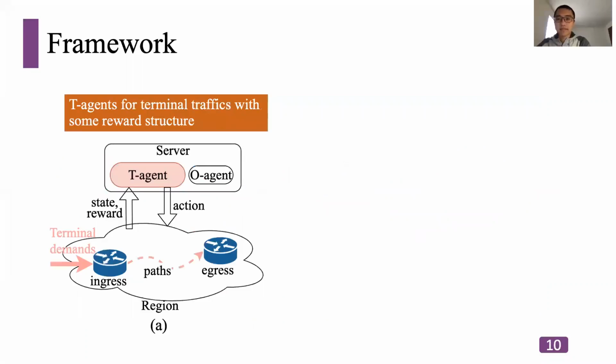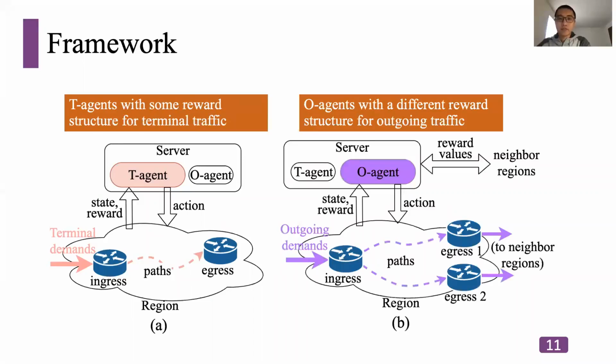Particularly, we use a T agent to observe local network status within the region and to route terminal traffic for optimizing a local T objective. For outgoing traffic, we use an O agent to get reward feedback from neighboring regions for optimizing a cooperative T objective. Such a design is also consistent with the design philosophy of existing routing algorithms on border and interior routers. It also strikes a good balance in terms of allowing quick convergence for O agents and facilitating communication between T agents.